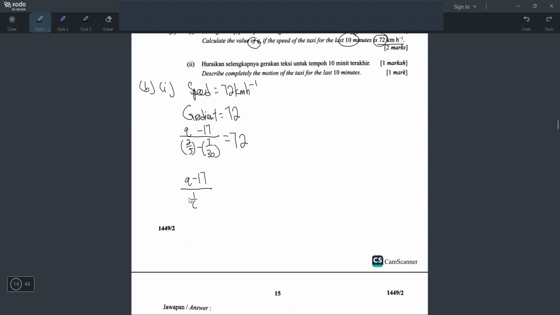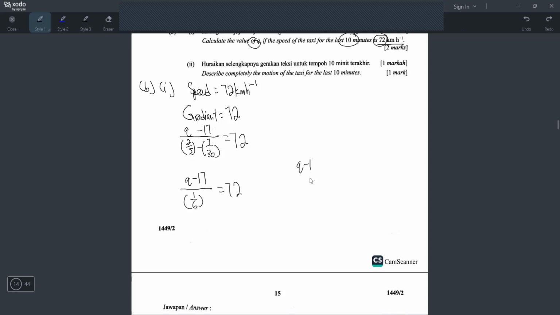But remember to open bracket. Okay, if you don't open bracket and you write like this, it's wrong. Because if you don't put bracket, it means you are taking q minus 17 divided by 1 first, and then divided by 6, which is wrong. That's why you have to open bracket, so that you know that this 1 over 6 is together as one.